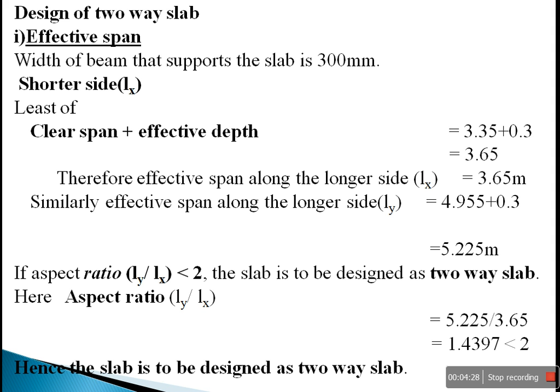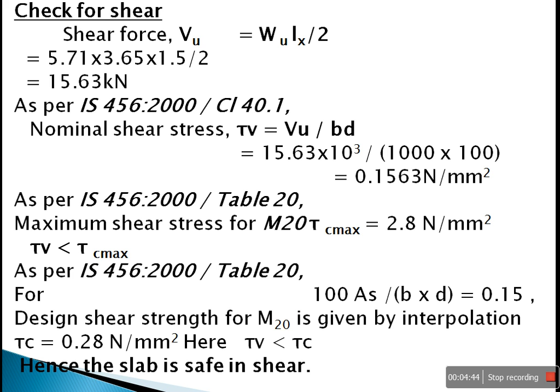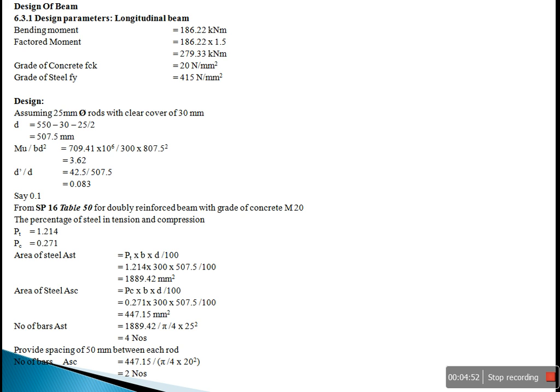Design of two-way slab. The critical slab we have taken as two-way slab. Shorter side clear span plus effective depth 3.35, and aspect ratio Ly by Lx is less than 2, hence the slab is designed as a two-way slab. These are our types of panels and moments considered as per table 26 of IS 456 2000. Check for shear: Vu equal to wl by 2 by IS 456 2000 codebook. Hence, the slab is safe in shear.